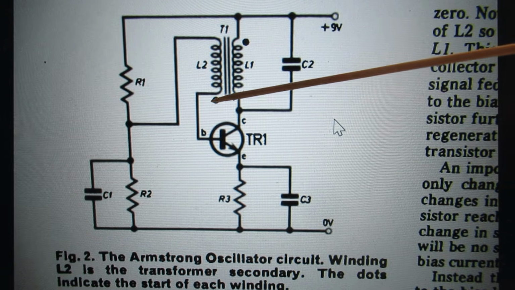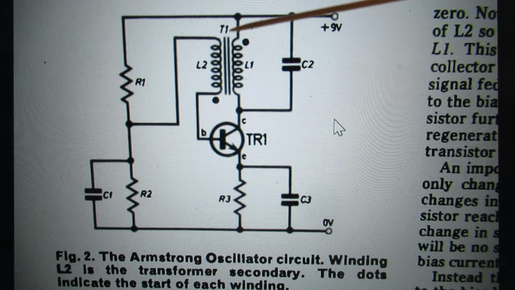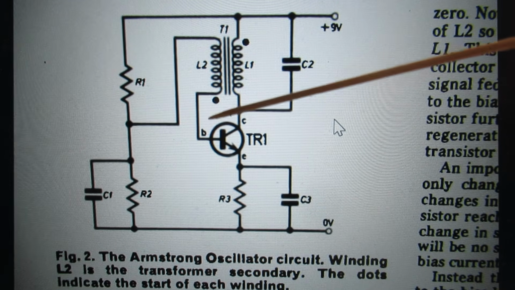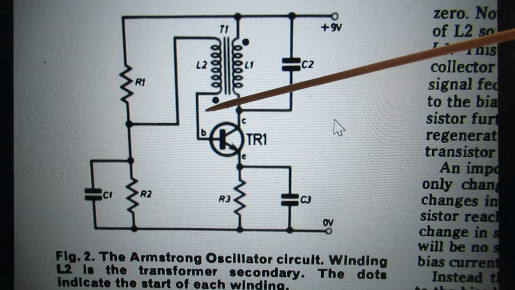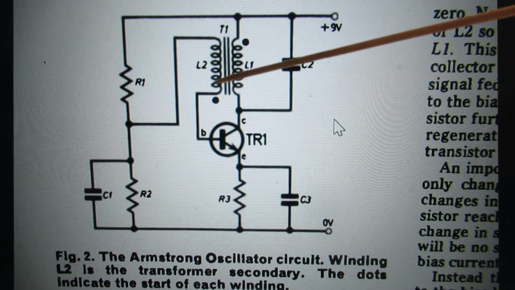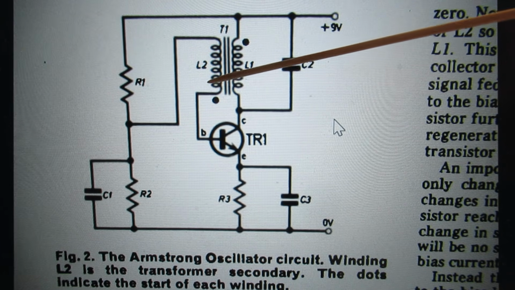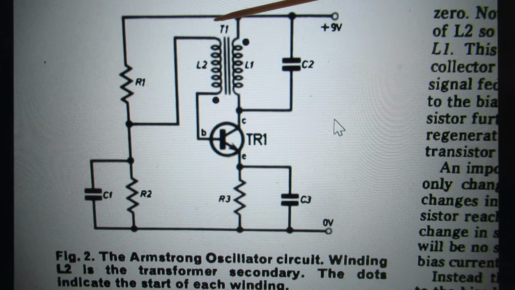There are dots here, and they mean the dot is the top winding of the coil, where the coil ends, and this is where the coil begins. So it means that you have to connect this part of the coil reversed. And that has everything to do with the phase. When the phase is not correctly coupled back, the whole thing doesn't work. It doesn't want to oscillate. Very important.